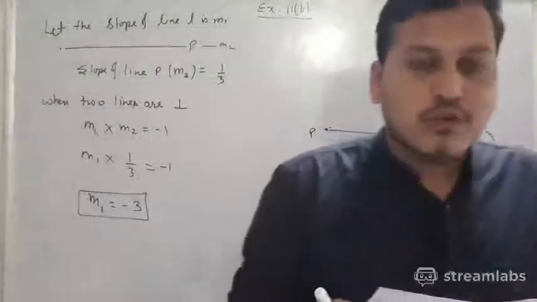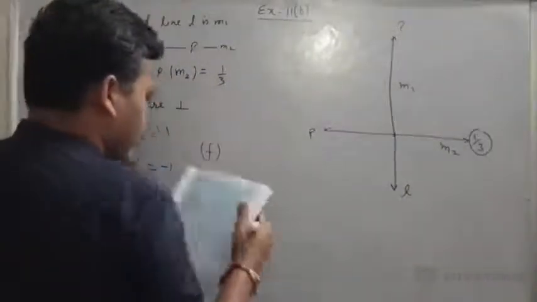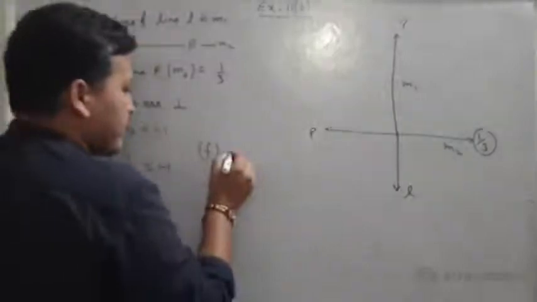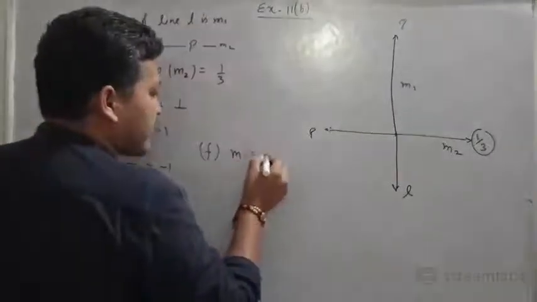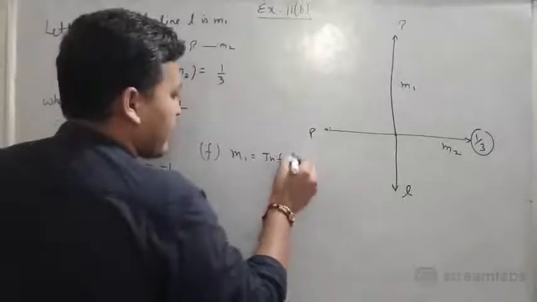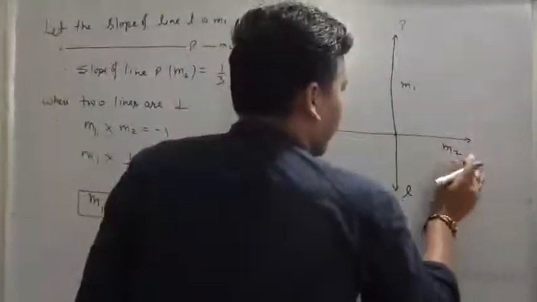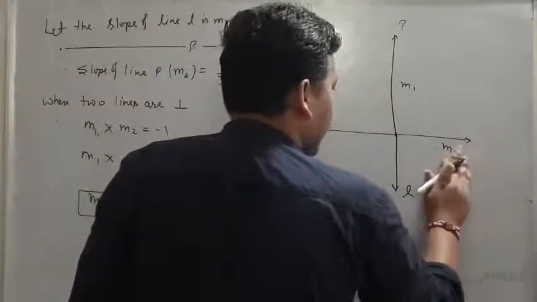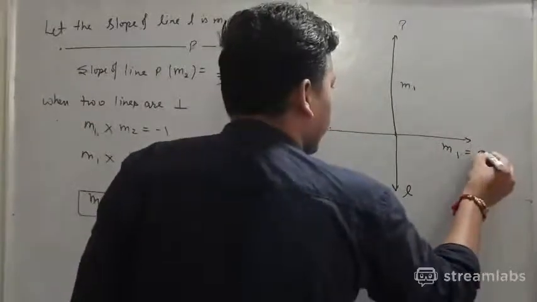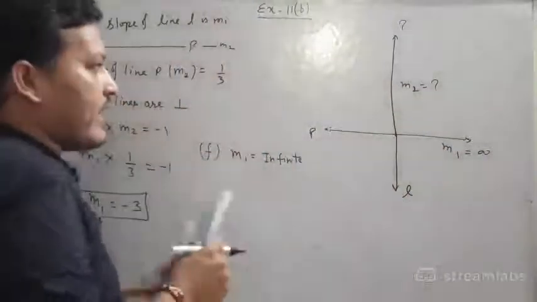Similarly, the rest of the parts you can try to solve. Now I am taking part F. The slope is given as infinite. Let the slope of one line P be M1, and M1 is equal to infinite. The question is to find the slope of line L.